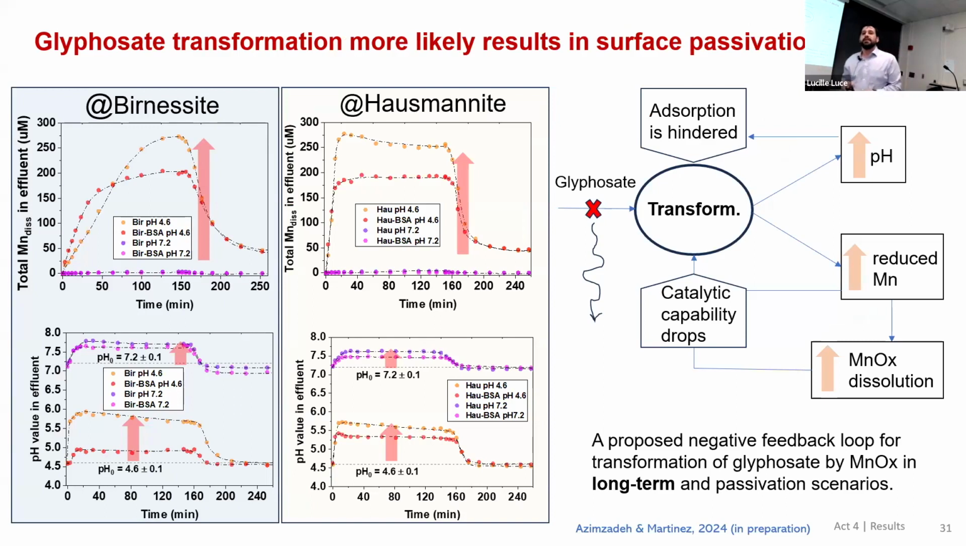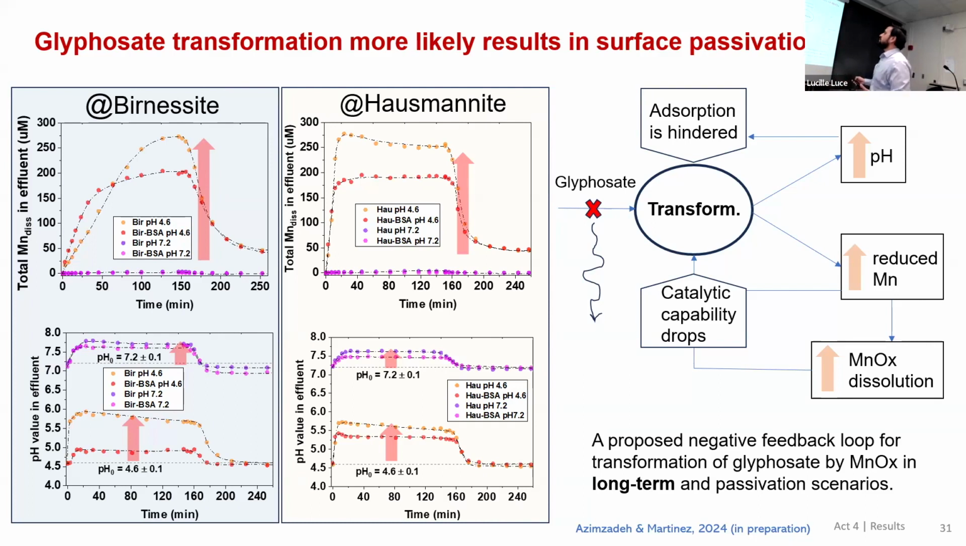This is what I'm proposing for surface passivation of manganese oxide. I measured pH and also dissolved, soluble manganese in effluents to learn how it changes. Because when we have glyphosate transformation, we have an electron transfer from glyphosate to the surface, and the surface becomes reduced. That means the manganese oxide is transformed, so we do not have the same surface. The surface changes when we have more transformation.